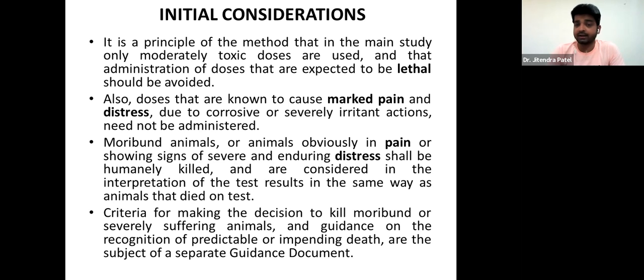So that's what humanely killed has to be, and such animals are considered in the interpretation of the test results in the same way as animals that died on test, right? So that also can be considered. Criteria for making the decision to kill moribund or severely suffering animals, and the guidance on the recognition of predictable or impending death, are the subject of a separate guidance document, right? So these are the considerations that have to be taken care of.